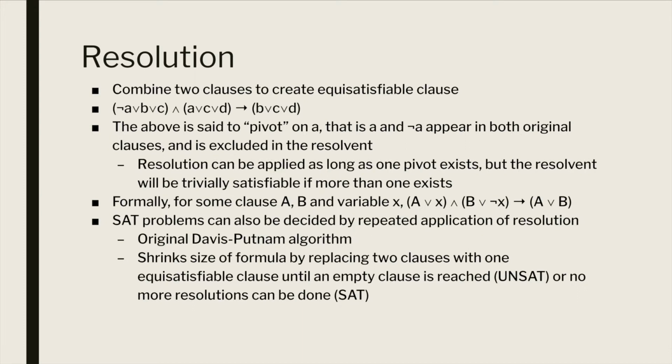First, resolution. Resolution combines two clauses from our formula to create a new clause that is equally satisfiable. For example, not A or B or C and A or C or D can be resolved into B or C or D. We do this resolution by pivoting on A and not A that appear in the two original clauses. Resolution is only really useful when we have exactly one such pivot in our two clauses. SAT problems can actually be solved entirely by repeated applications of resolution. Since the new clause is equally satisfiable as the two originals, those two can be thrown away and replaced with a clause that contains one less variable. Doing this enough times will lead to either a trivially satisfiable or unsatisfiable clause that represents the full original problem.